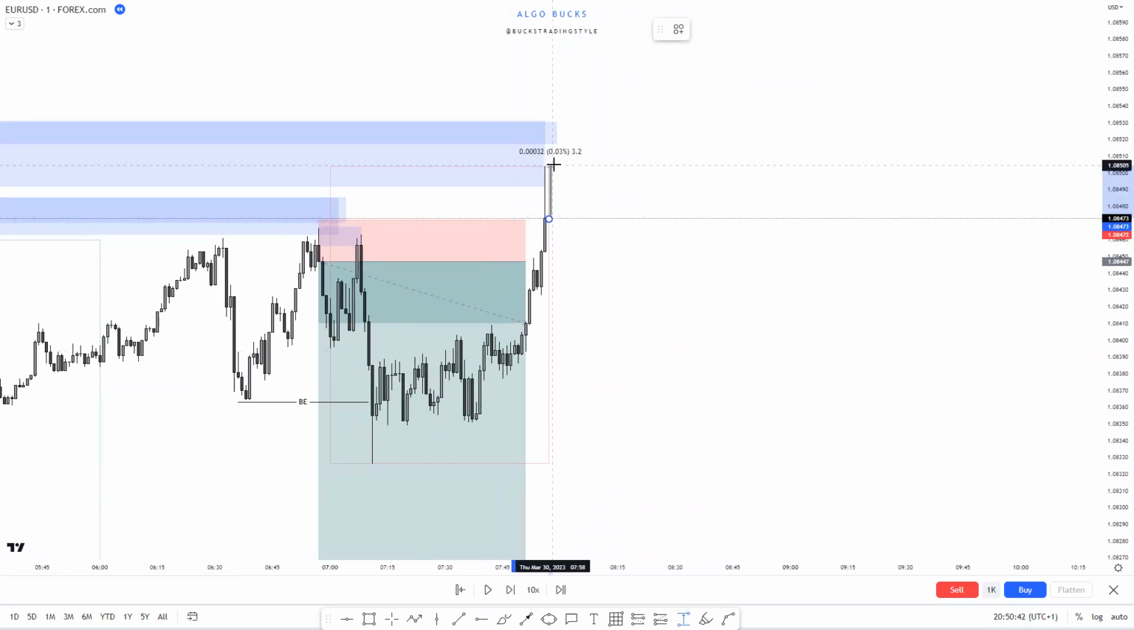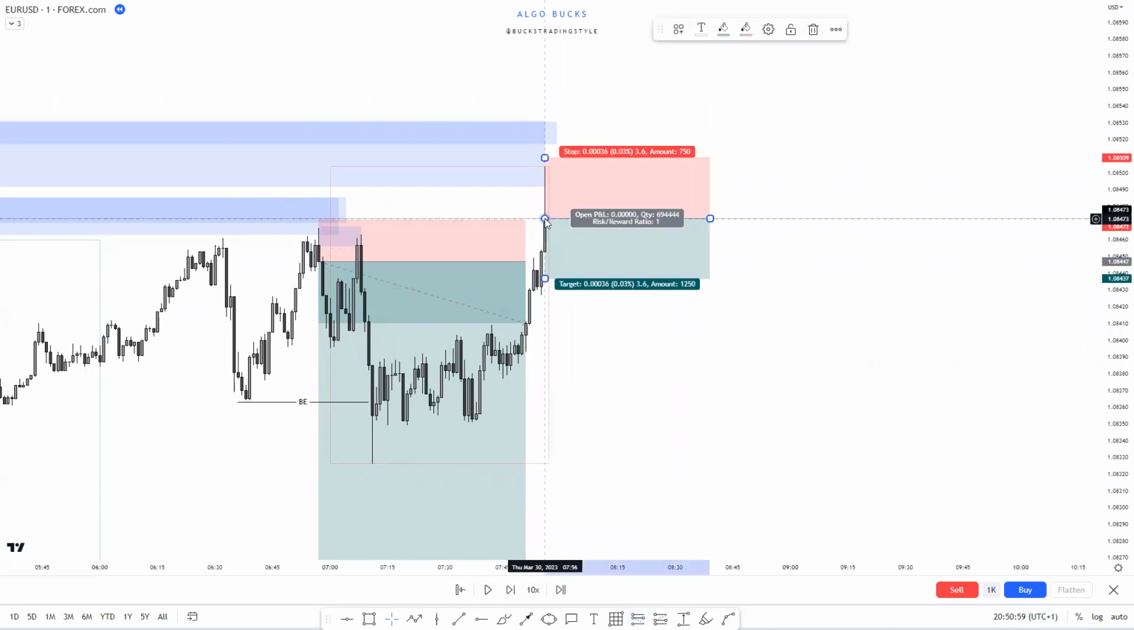Let's see how many pips stop loss. This is like 3.3 pips stop loss. It's actually a good sell from this zone due to this rejection candle plus the price behavior on the 5 minutes plus 15 minutes, okay? But this will be an aggressive trade.